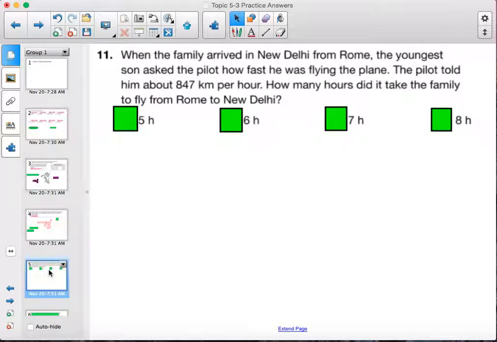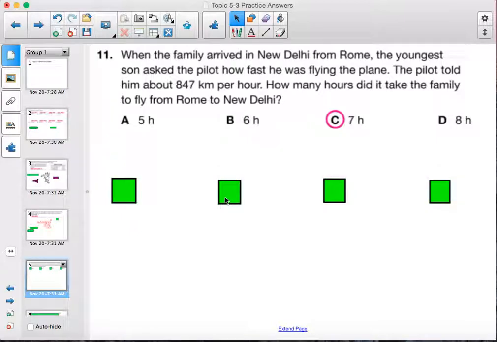Number 11. When the family arrived in New Delhi from Rome, the youngest son asked the pilot how fast he was flying the plane. The pilot told him about 847 kilometers per hour. How many hours did it take the family to fly from Rome to New Delhi? The answer is 7 hours. C.